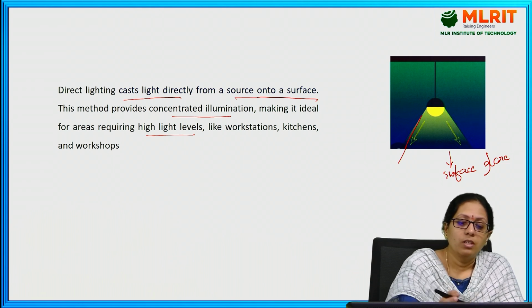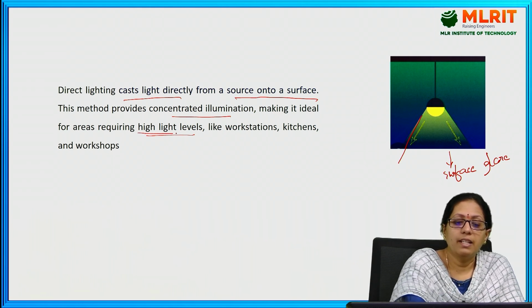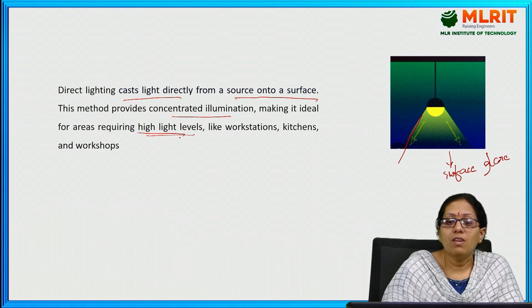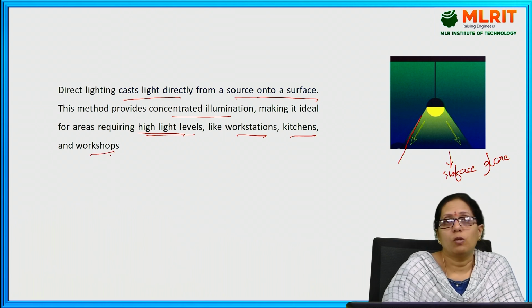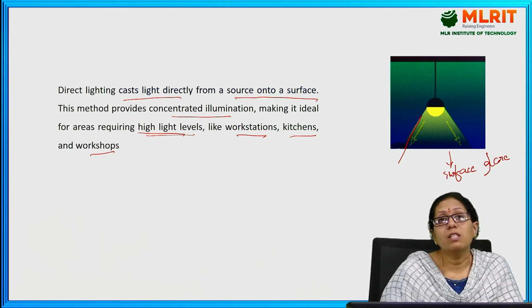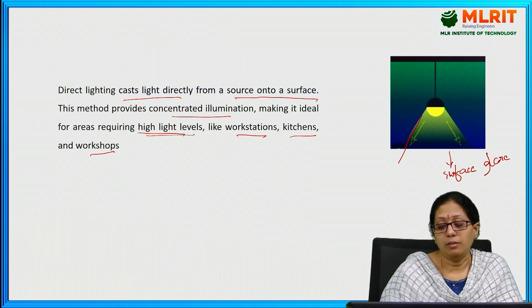So the direct lighting is used in high light levels like workstations, kitchens, and in workshops where light is mostly required. We will be using the direct lighting.